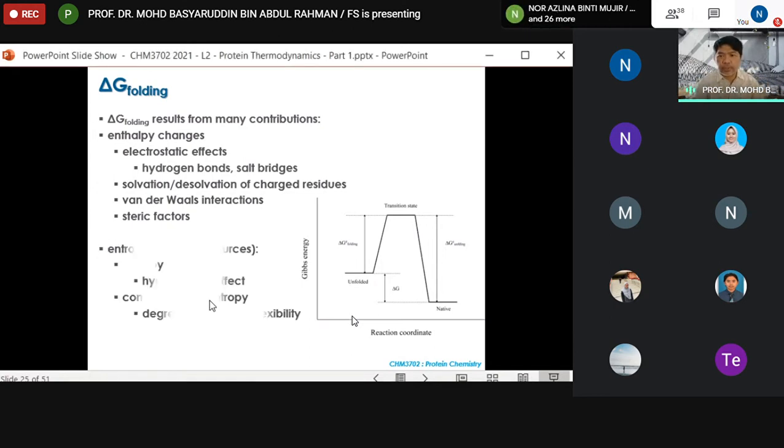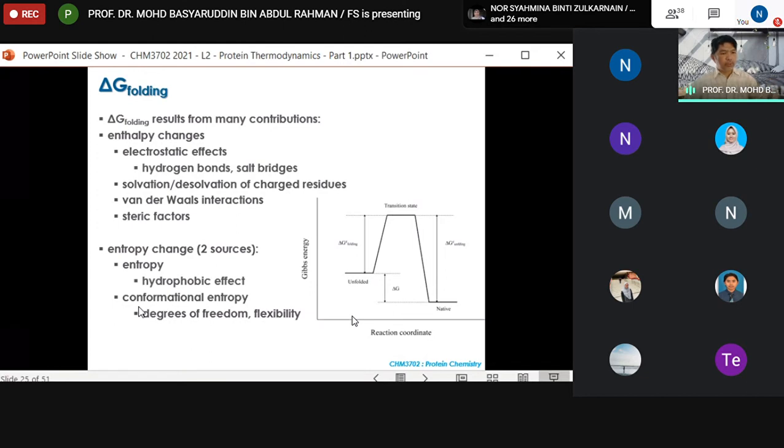So there is another one, normally related to unfavorable interaction. Yeah, for example, the protein conformational entropy keeps changing. So again, entropy due to the hydrophobic effect.